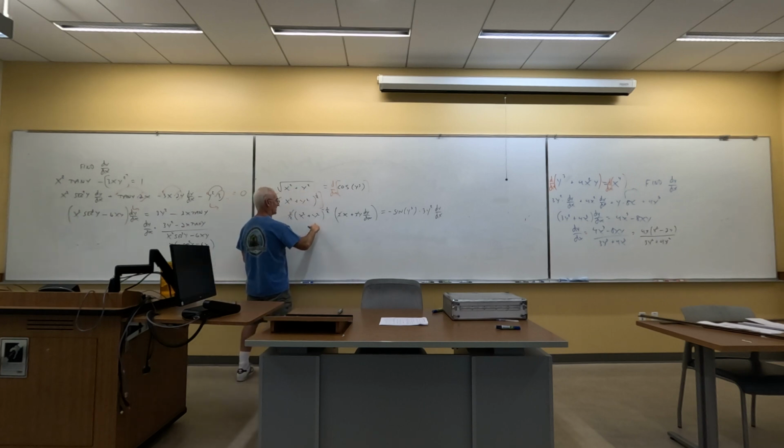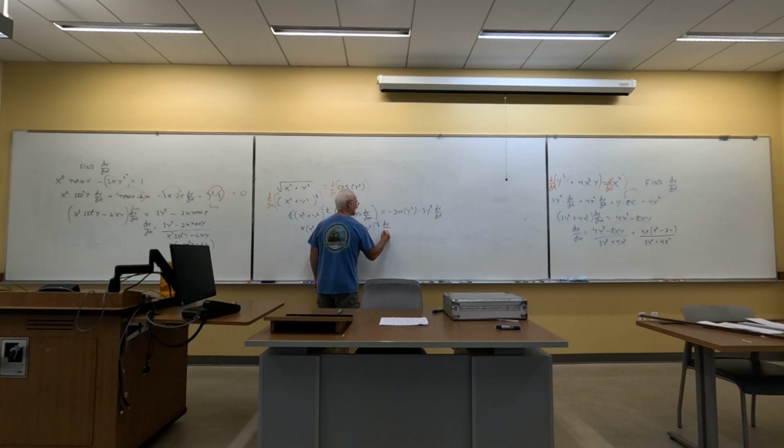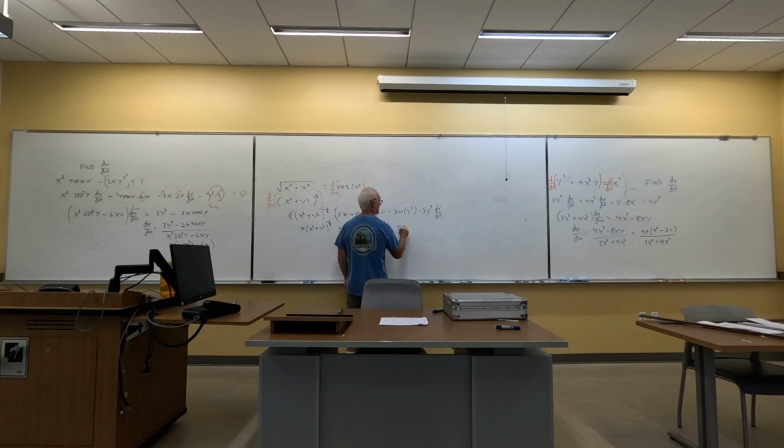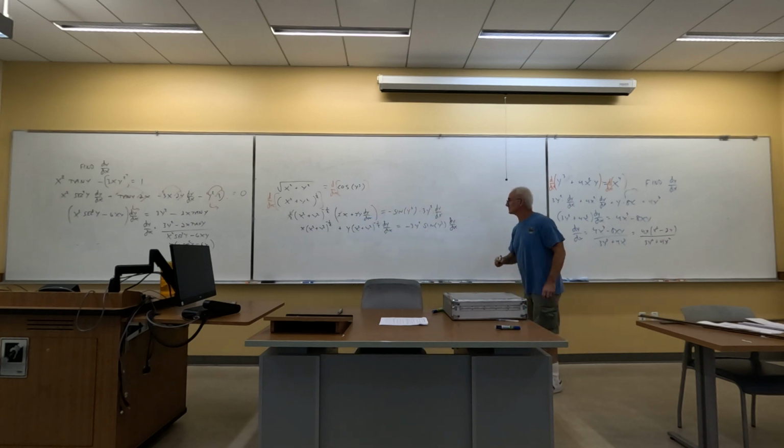Okay, so now what have I got? I've got x squared plus y squared to the negative 1/2 times x, plus x squared plus y squared to the negative 1/2 times y times dy/dx. And on the right side, I have negative 3y squared times the sine of y cubed times dy/dx. Okay?